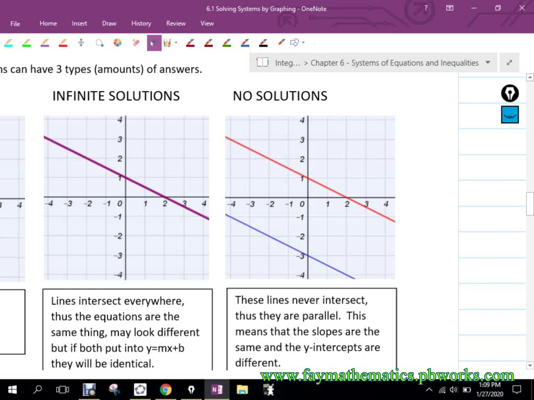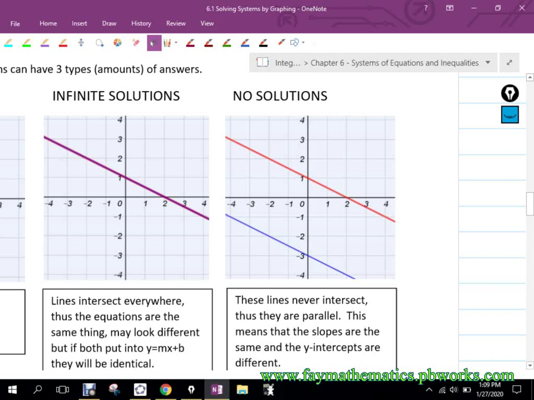Opposite meant they're going to be opposite. Reciprocals meant they're going to be perpendicular. If they're going to be parallel, the slopes are the same.